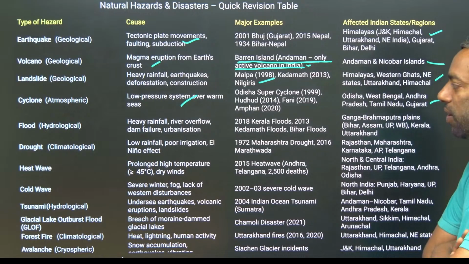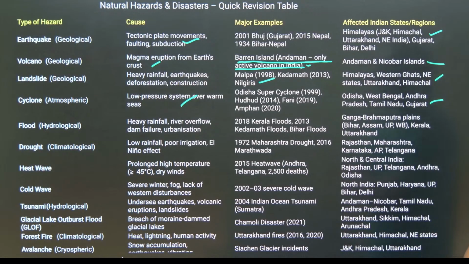Drought: low rainfall, poor irrigation, and the El Nino effect will create a drought. Maharashtra drought and Marathwada are the main areas. Rajasthan, Maharashtra, Karnataka, AP, Telangana are the drought areas.